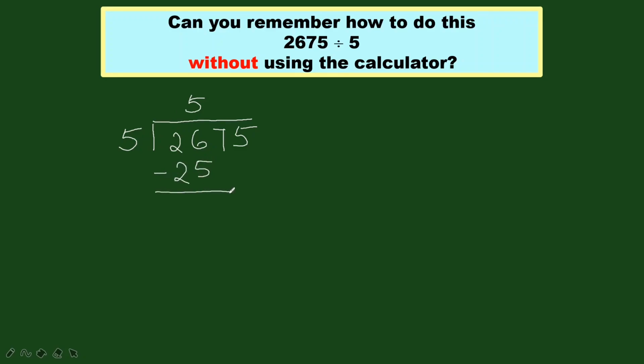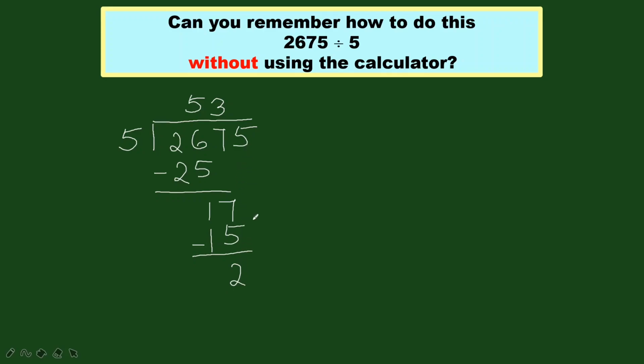Minus that out. Then 6 minus 5. I got 1 here. And I can bring down the 7. So I will get 17 there. Then take 17, divide by 5. So I will get 3 here. So 3 times 5, I get 15. Now from there, I'm going to minus that out again. So I will get 2.